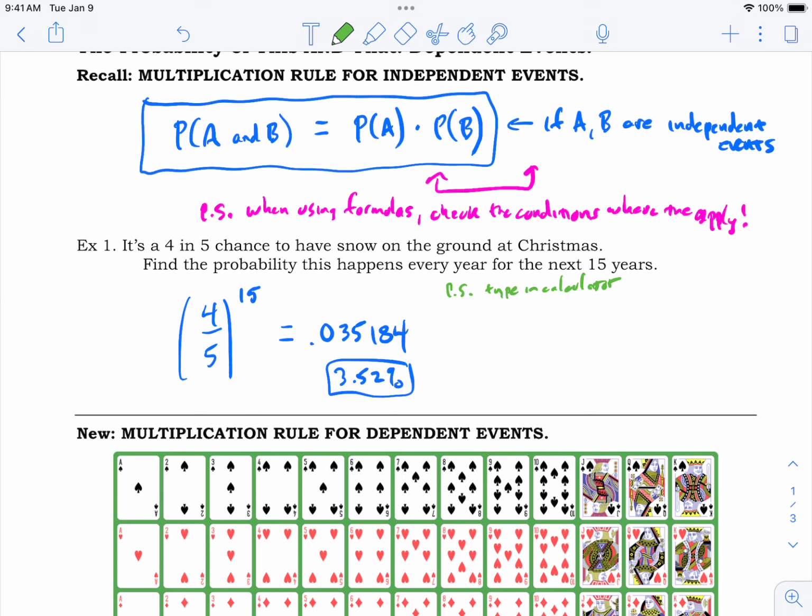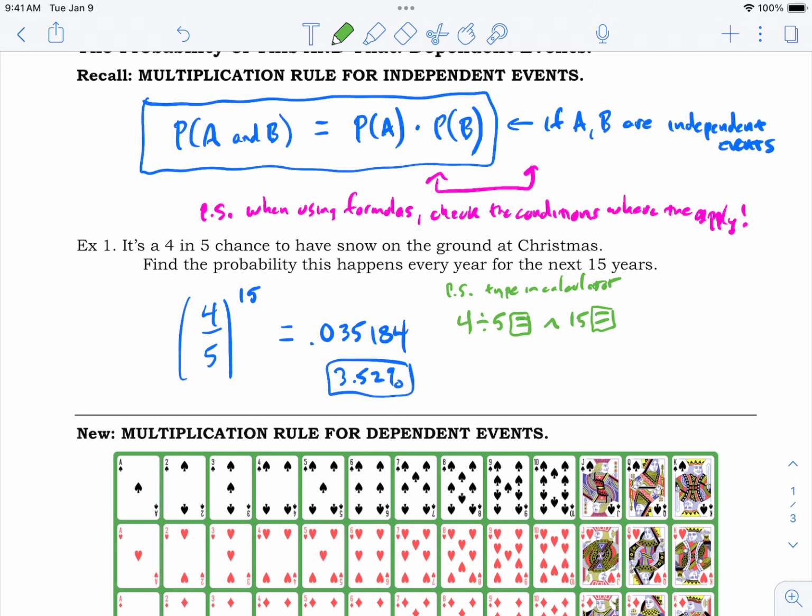So on my calculator, how did I enter this? I went like this. 4 divided by 5, right? That's what this is, 4 divided by 5. And then, before I raised it to the 15th power, I hit the equals button to get a result. And of course my calculator said 4/5, or it could say 0.8. Then I used my exponent key, 15, and I hit the equals again. Okay, and that's how I got this answer.